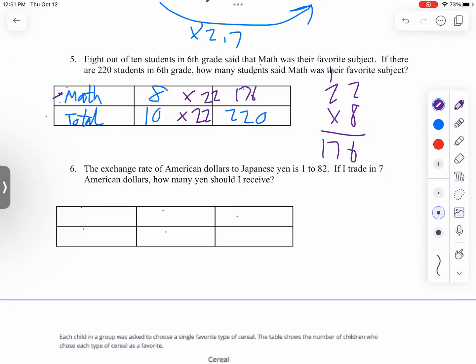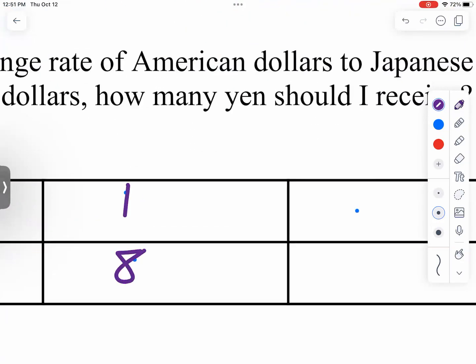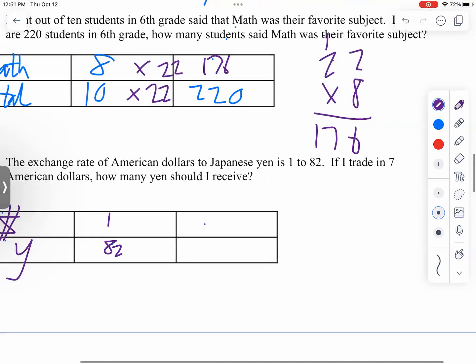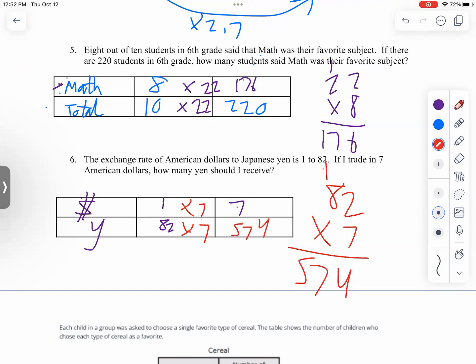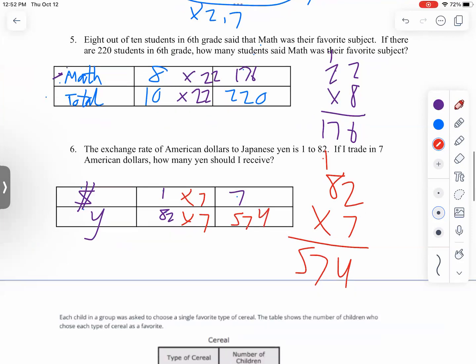Number 6, the exchange rate of American dollars to Japanese yen, which is the Japanese currency, is 1 to 82. $1, 82 yen. So if I trade in 7 American dollars, how many yen should I get? Well, 1 times 7 is 7, so 82 times 7 is going to be my answer here. 82 times 7, 56, and 1 is 57. So 574 yen for my $7.